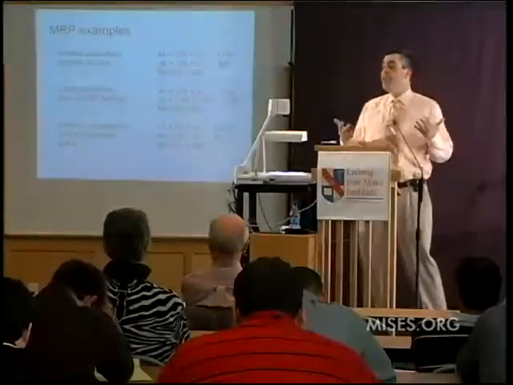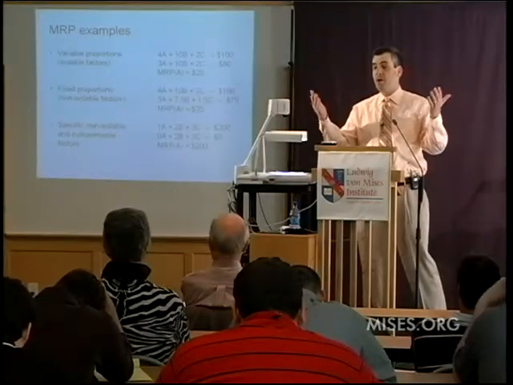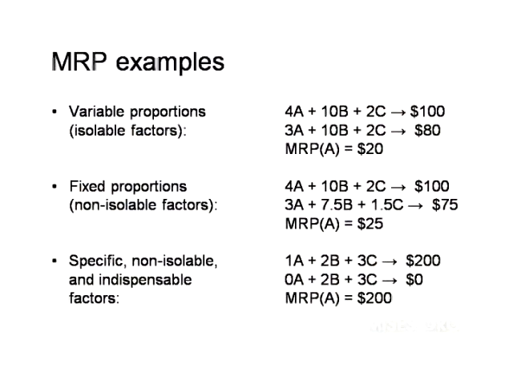Again, it's simply the difference between the value of production with 4 units of A and the value of production with 3 units of A. Notice the value of A is higher here, because if you take away some A, you have to take away some B and C too. So this is a case where the marginal product of A is not strictly isolable, because you can't really separate the marginal product of A from the marginal products of B and C, because you need them all working together in concert.